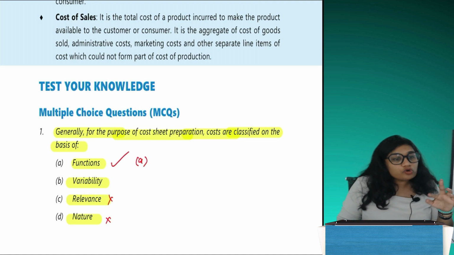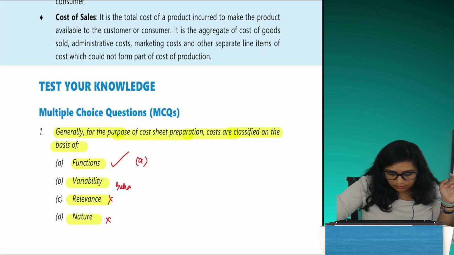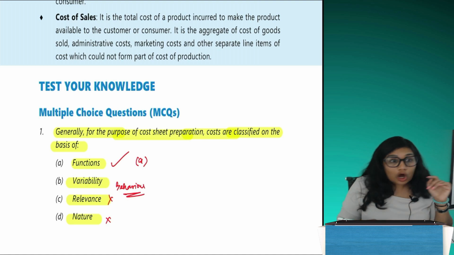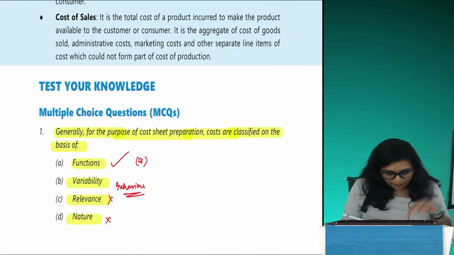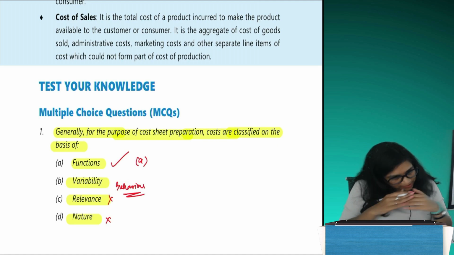And also when you talk about fixed cost and variable cost, that is classification on the basis of behavior. It is not really variability. They mean that, but anyway, that is not the answer. The correct term would have been behavior. Okay, so A is the correct answer.